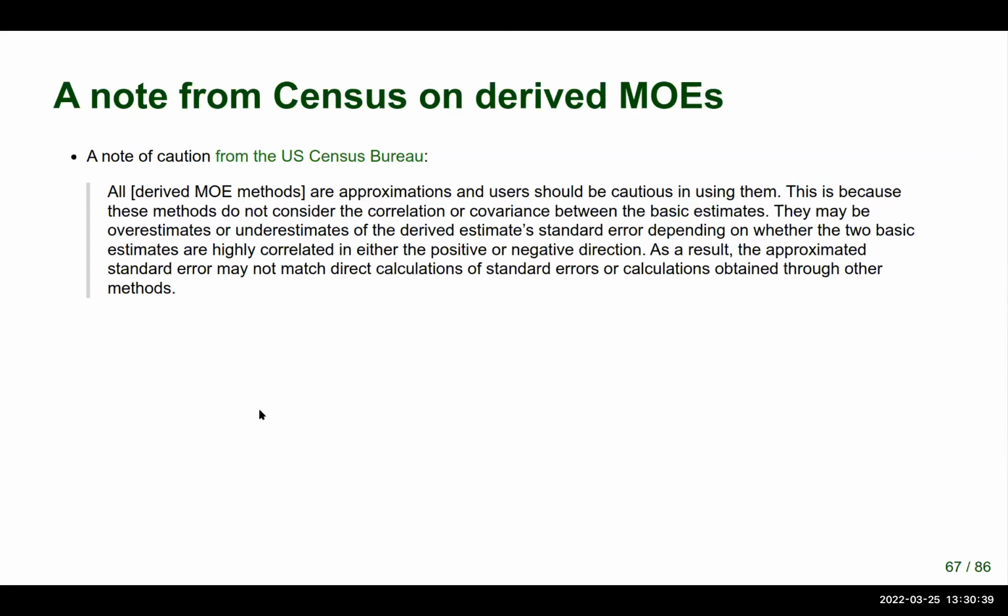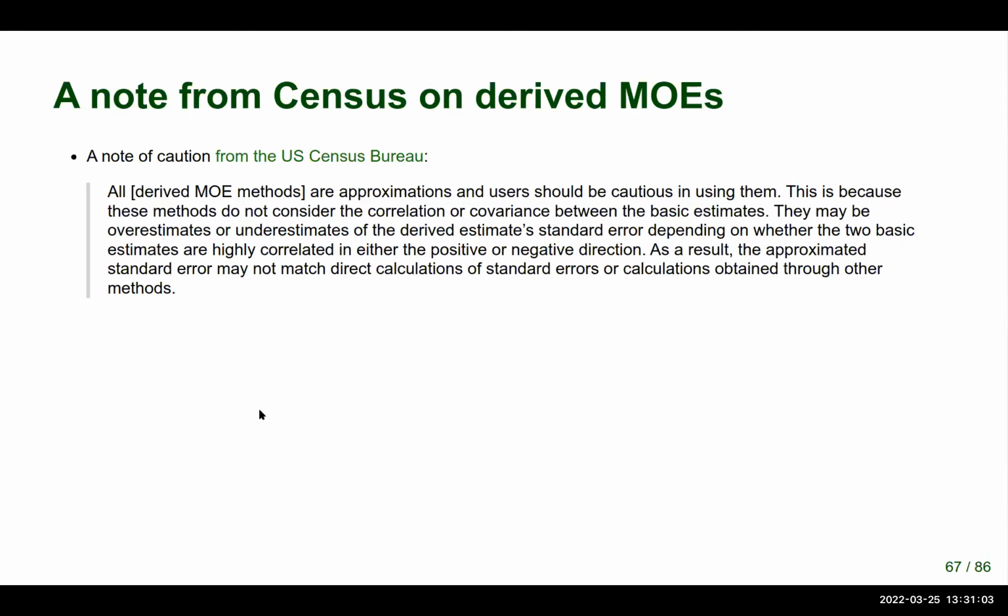And so what this means is if you find yourself needing to aggregate up, the first thing you should do is see if that aggregation already exists in the data profile or subject tables. If it does, use that, because Census has already computed a correct margin of error for you that is going to be more accurate than the derived margin of error that you might compute.